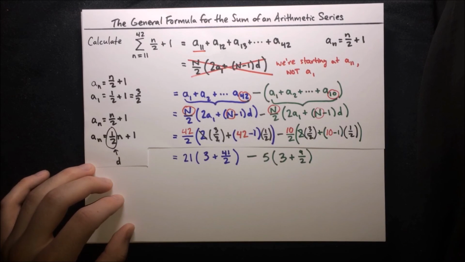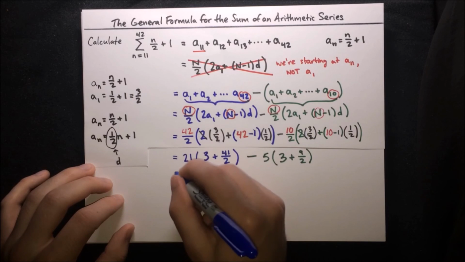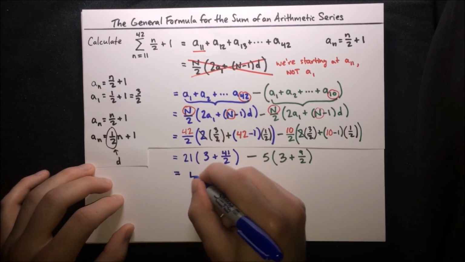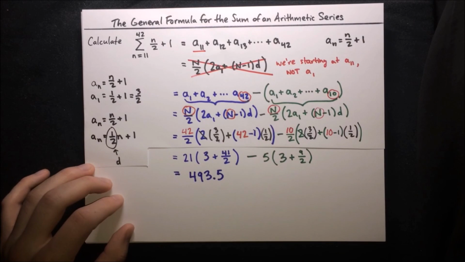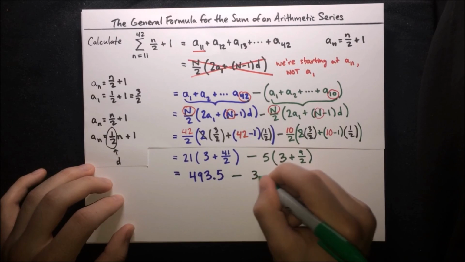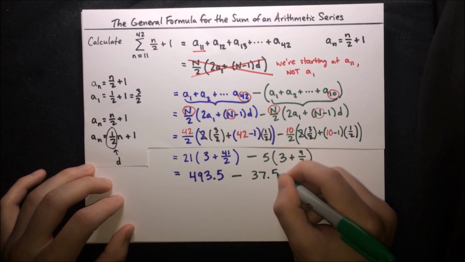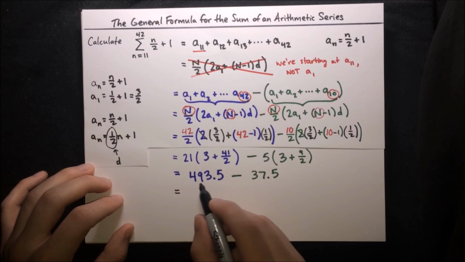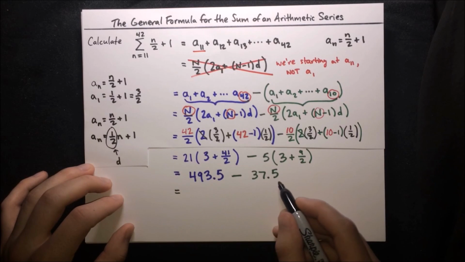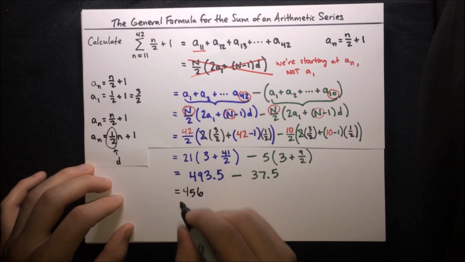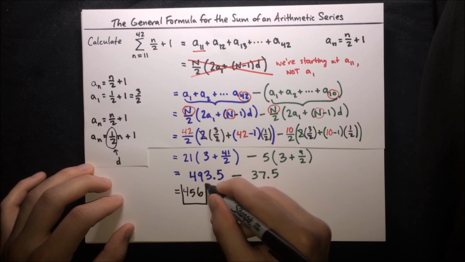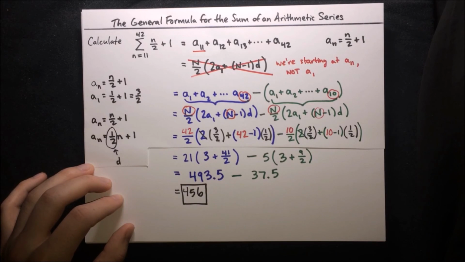21 times the quantity 3 plus 41 over 2, and the result for that, we get 493.5. And now the other expression, 5 times the quantity 3 plus 9 over 2, the result for that is 37.5. And finally, 493.5 minus 37.5 is just 456. So there we go. There is our result. The sum is 456.